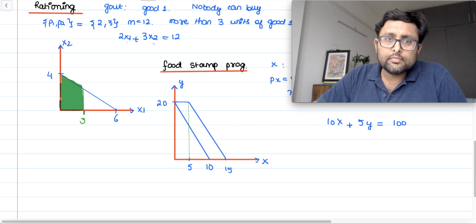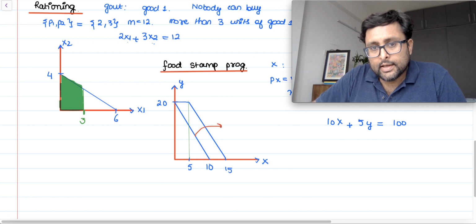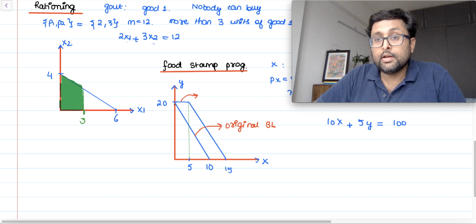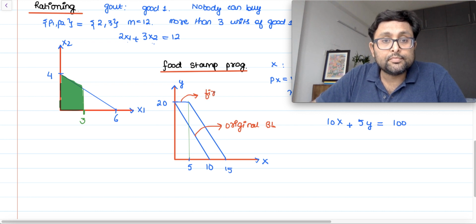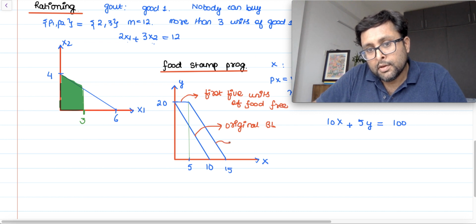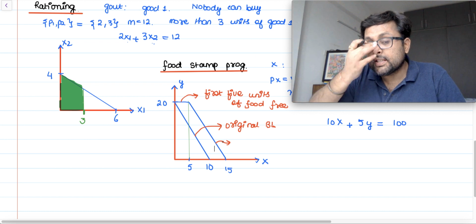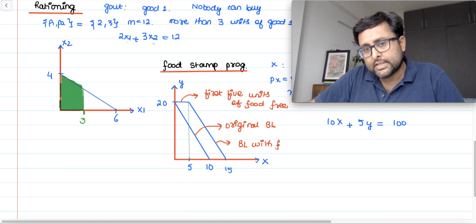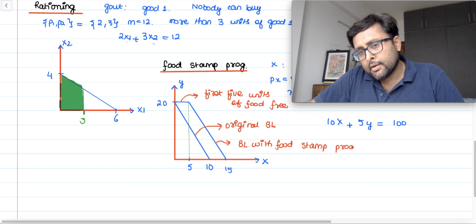This is the original budget line. This one is the first 5 units of food free. This guy is the budget line with food stamp program.